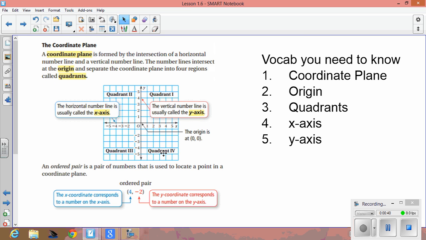Okay, this page is showing you everything you need to know about a coordinate plane. The first piece of information, please be sure that you take the words that are listed to the right of the screen here, you write them down, and along the way you write all their definitions. So a coordinate plane is formed by the intersection of a horizontal line and a vertical line.